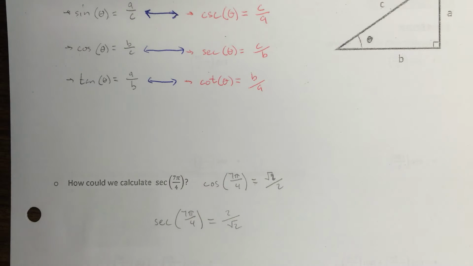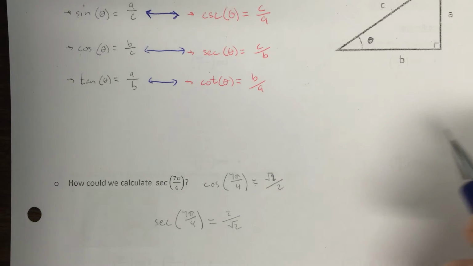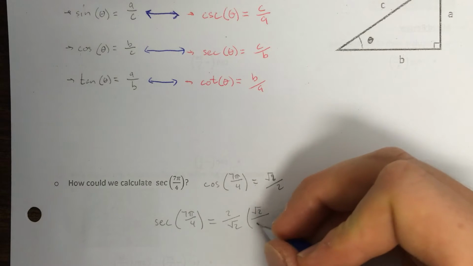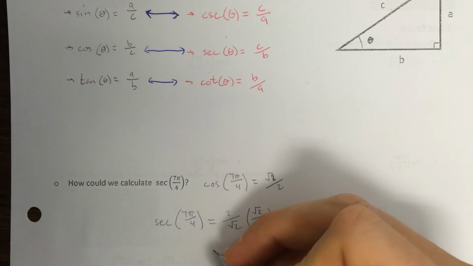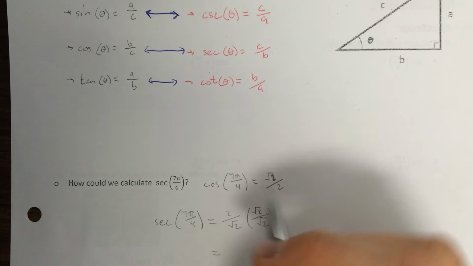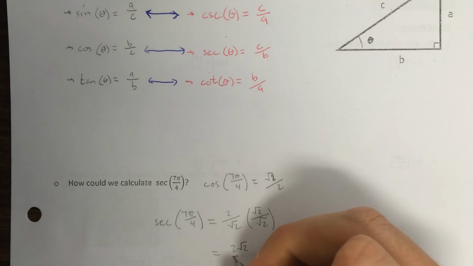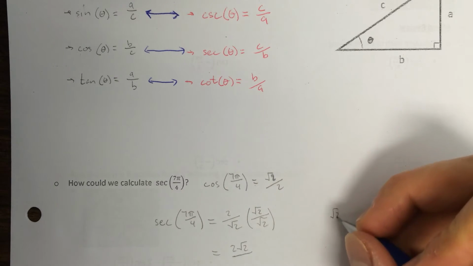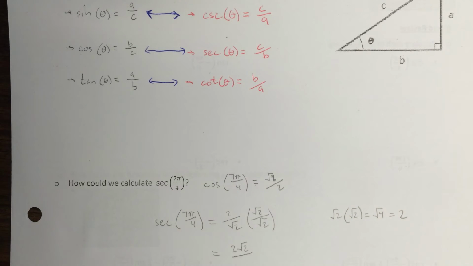Now in past classes, what we talked about is that we don't like square roots in our denominator. We don't like radicals in our denominator. So to move that out of our denominator, we're going to rationalize it by multiplying by square root of 2 over square root of 2. And we get 2 times the square root of 2, which gives me 2 square root of 2. And the square root of 2 times the square root of 2 would give us square root of 4, which is just 2.